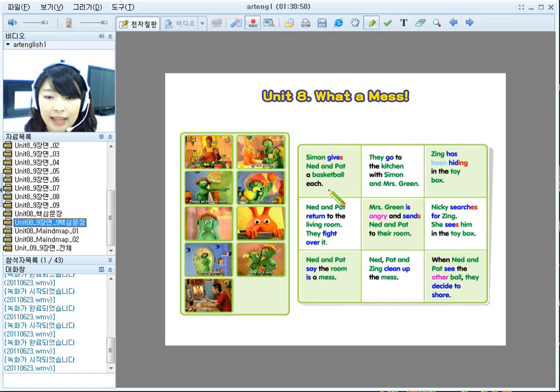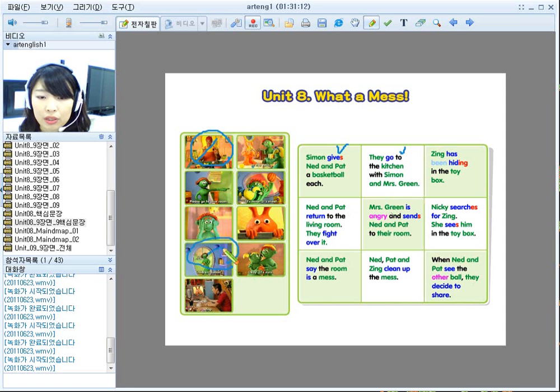Simon gives Ned and Pat a baseball each. And they go to the kitchen with Simon and Mrs. Green. And Zing has been hiding in the toy box. And Ned and Pat return to the living room.